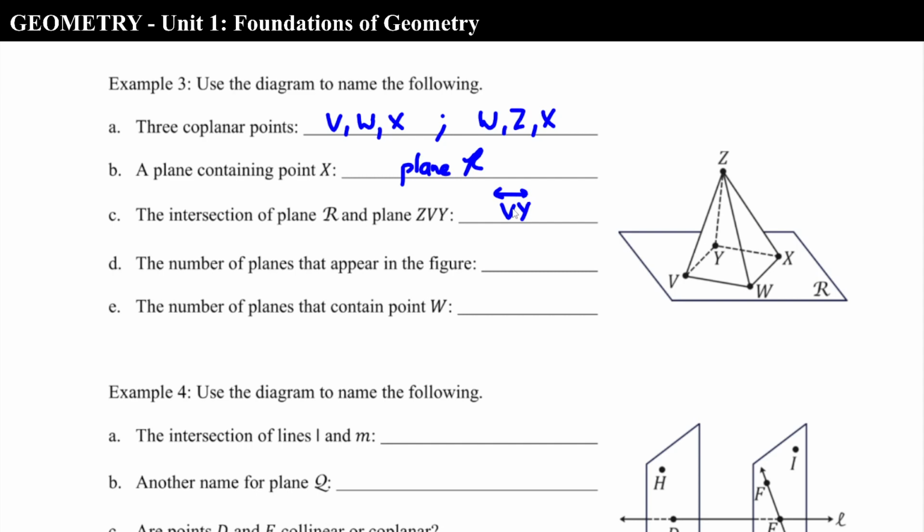The number of planes that appear in the figure. Well, we've got plane R on the bottom, which does include this base of the pyramid. That's also part of plane R. Then you've got the 4 faces of the pyramid, so you have a total of 5. And the number of planes that contain point W. You've got plane R, because W is sitting on that. You have this front face here, and then this front side face here. So 3 planes contain point W.